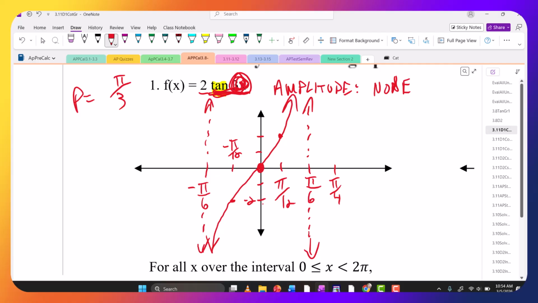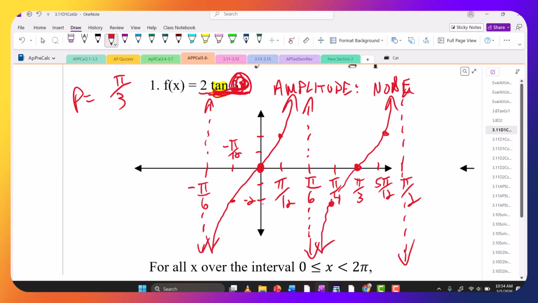4 pi over 12. What's 4 pi over 12, everyone? Pi over 3. 5 pi over 12. What's 5 pi over 12? 6 pi over 12. What's 6 pi over 12? Pi over 2. Why did I have to go that far? Because I need another asymptote. I need another 0. I need another negative 2 value and another 2 value. So it's the same math that we had for sine and cosine, and now actually secant and cosecant. So we should be able to do 2 periods worth.